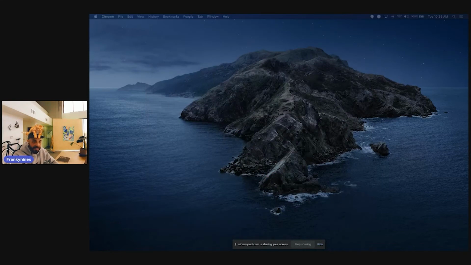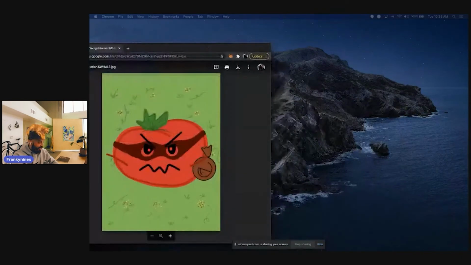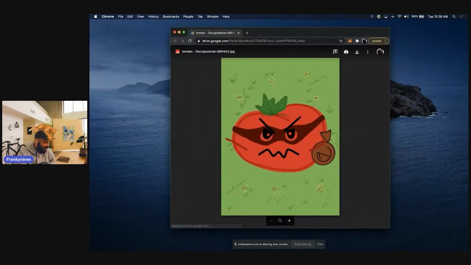Let's see, we got Deadly Lettuce. If I could get it open. Check it out. Look at that tomato. This is a great piece. I think the name is Maggie M. Yeah, this is the tomato robber, part of the series from Deadly Vegetables.